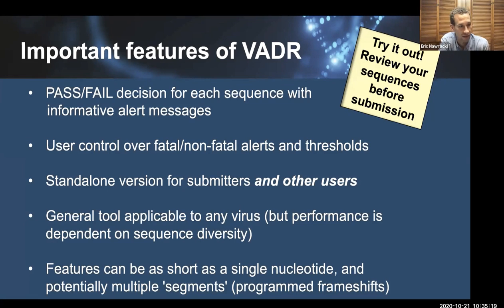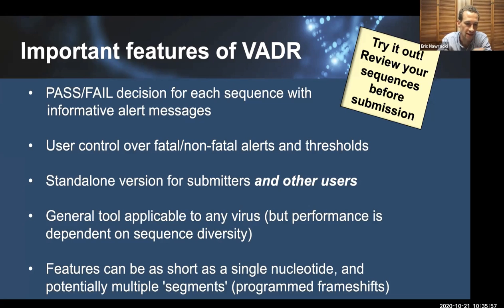VADR's on GitHub. There's a standalone version you can download and use for submitters and also for other purposes. So if you're just interested in doing analysis of SARS-CoV-2 without submitting the sequences, we think there's a potential pool of users that would use it for that case, and also for other viruses. You can build your own models and use it for them. It's a general tool, but again, you really need the models to cover all the diversity that you're expecting.